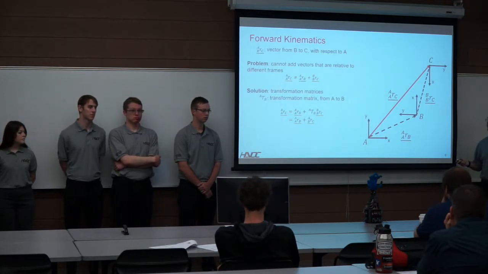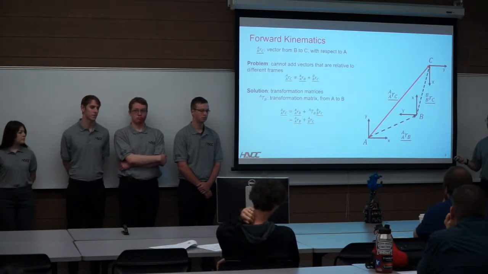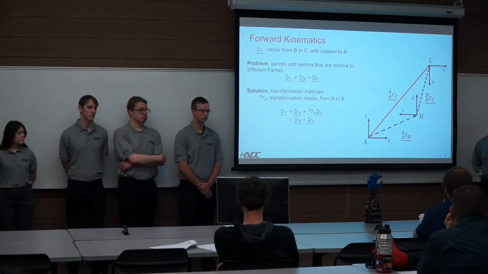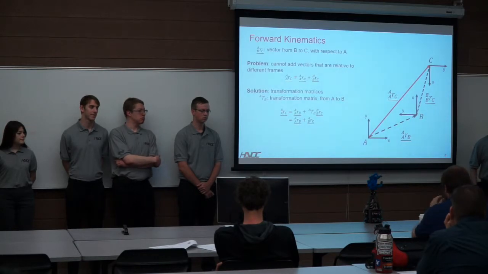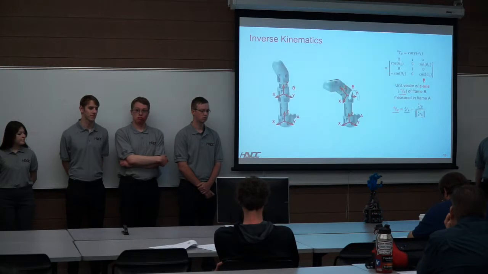However, to get the final vector going from frame A to C, we need to add the vectors going from A to B and B to C. But we can't do that directly, as the vector going from B to C is measured within frame B, while the other is measured within frame A. To account for this, we utilize what is known as a transformation matrix, and I'll be talking more about that in the next slide.